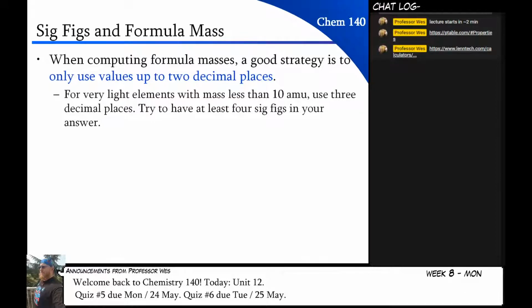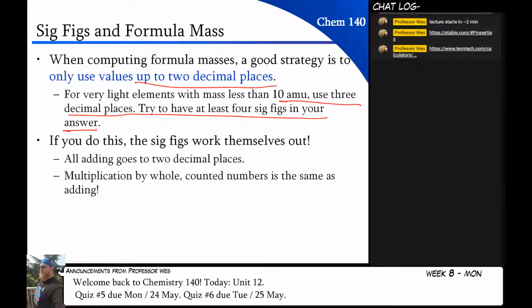This last slide in this section is just a suggested strategy for dealing with sig figs. As long as you have up to 2 decimal places, you will be okay, provided that the mass you're looking at is greater than 10 AMU. If you're below 10 AMU, use 3 decimal places so that you have at least 4 sig figs in your answer. You want at least 4 sig figs, so that that is not the thing that limits your sig figs in your answer when you type it into Canvas.